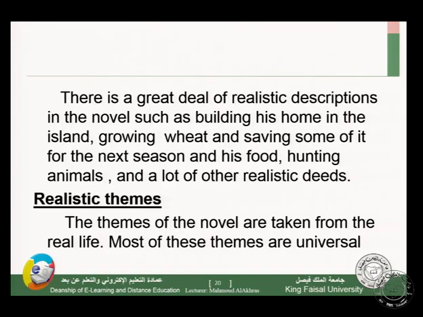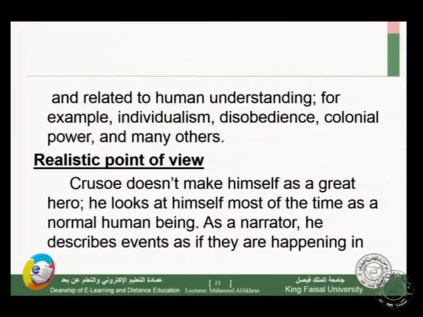Now let's focus our attention on realistic themes. The themes of the novel are taken from real life. Most of these themes are universal and related to human understanding. For example, we can sense the theme of individualism, and disobedience between the father and the son. We have a realistic theme. Usually we have this kind of relationship in some societies, especially in English society. We can sense the relationship between son and father and the disobedience between these two members.